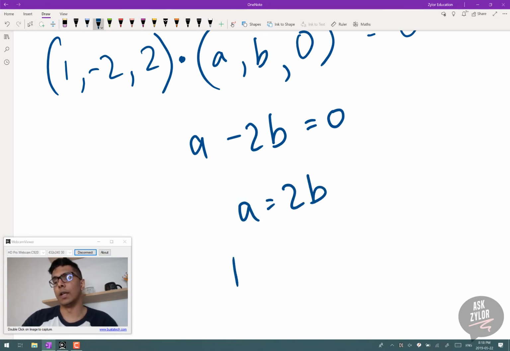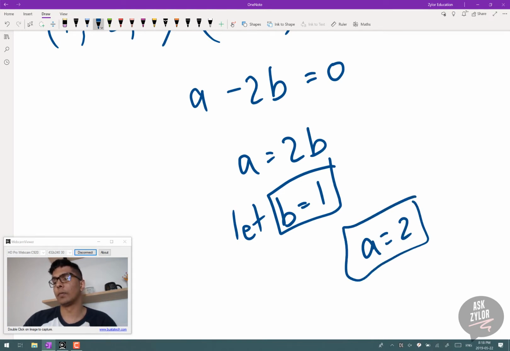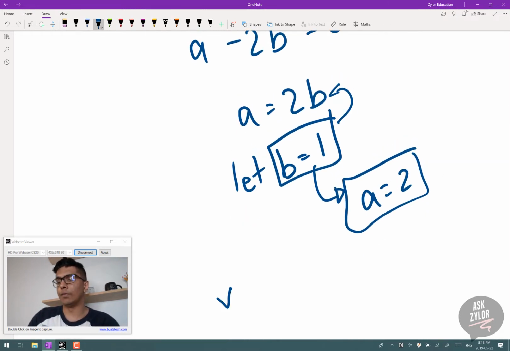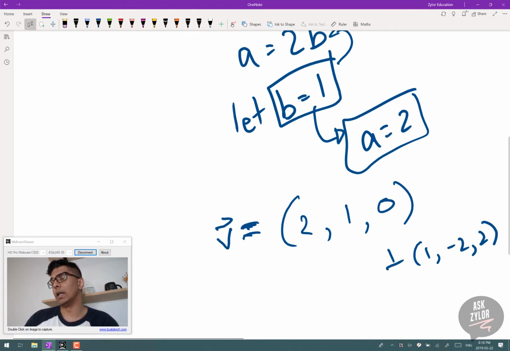Okay? So if I let b is equal to 1, that means my a would be 2, if I just plug this into that equation. So I have a vector. I found the a and b values now. So I have (2, 1, 0). Right? It's perpendicular to the vector given to us, which was (1, -2, 2). It's perpendicular to that. And it's parallel to the xy plane.